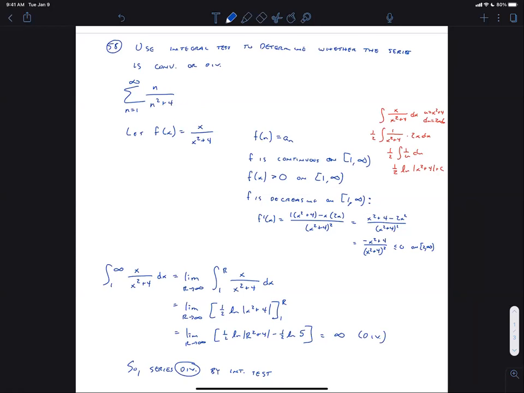Okay, and the way the WebAssign is stated, it says evaluate the following integral, so you would put infinity for what that is. Since the integral is not finite, then the series is divergent, is what you would actually type in there. Any questions on that problem on 58?